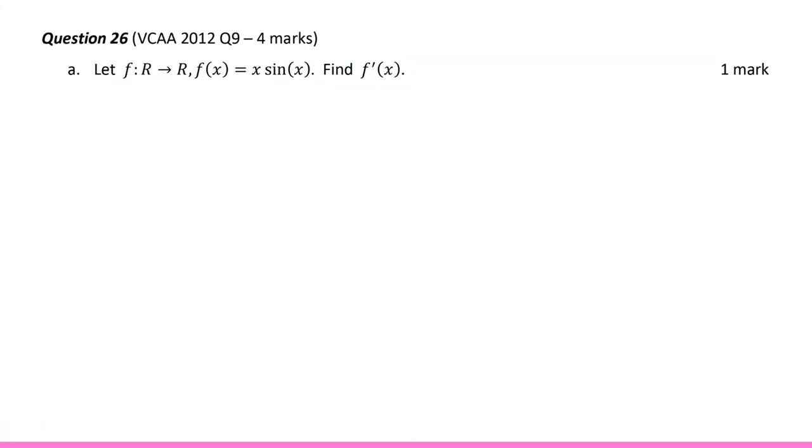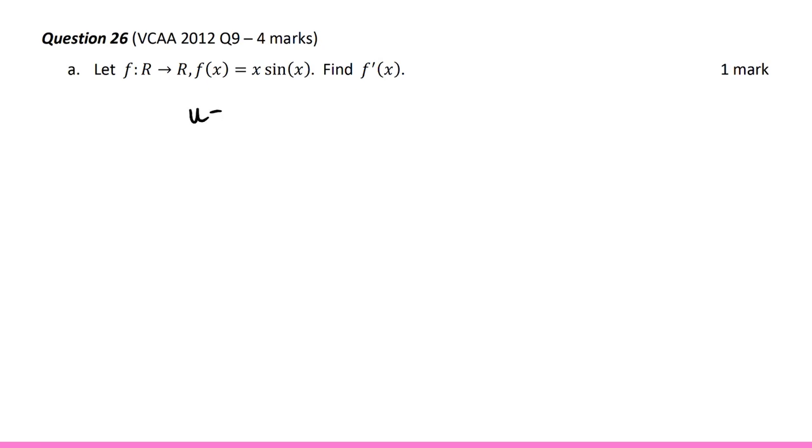All right, question 26. This is from the 2012 exam. f from R to R, f of x equals x sine x, find f dash of x. So as soon as we have something like this that we know we can't integrate and they want us to differentiate it, we can almost always picture that they're going to then ask us to antiderive it through recognition.